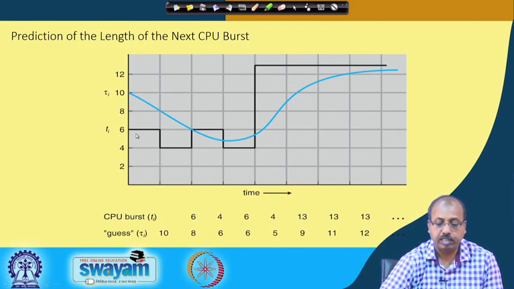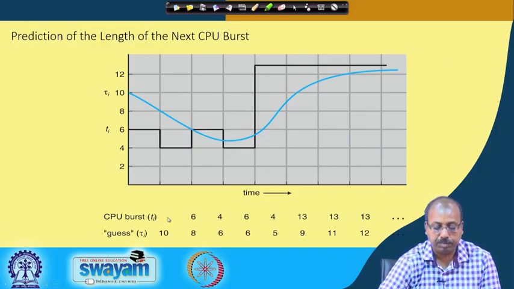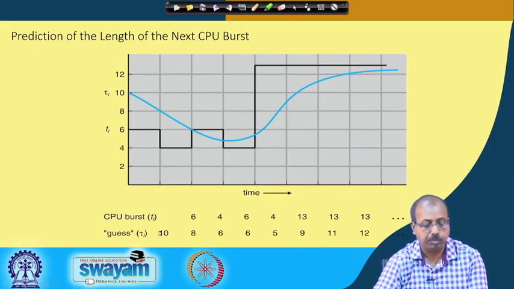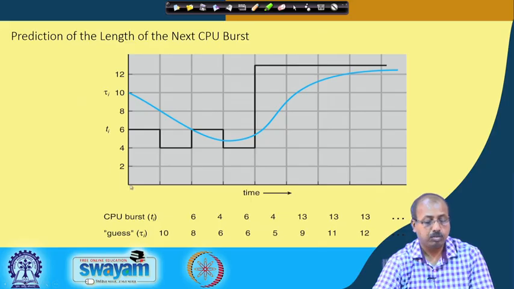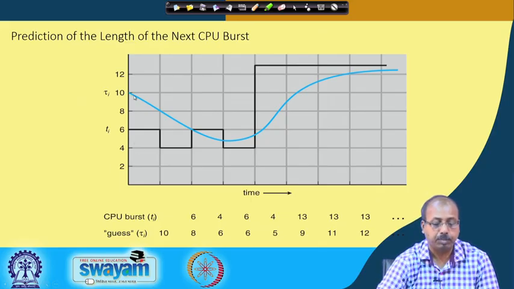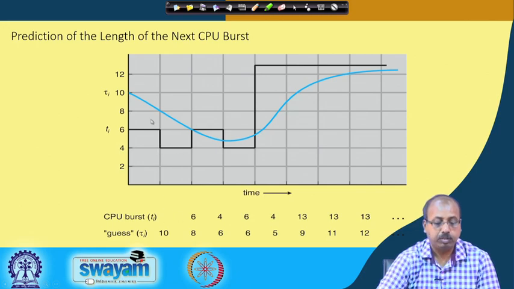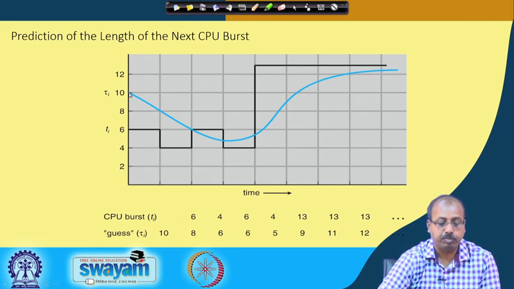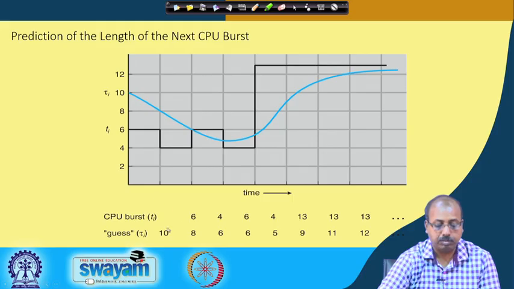So, suppose these are the actual CPU burst sizes. Sorry, the blue line is the tau values, the predicted values, and T is the actual CPU burst. So, these are the sizes. The initial prediction is arbitrarily set equal to 10, and you see the actual time it took is 6.